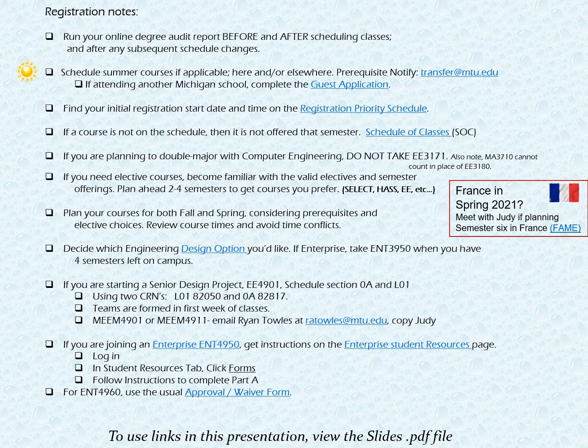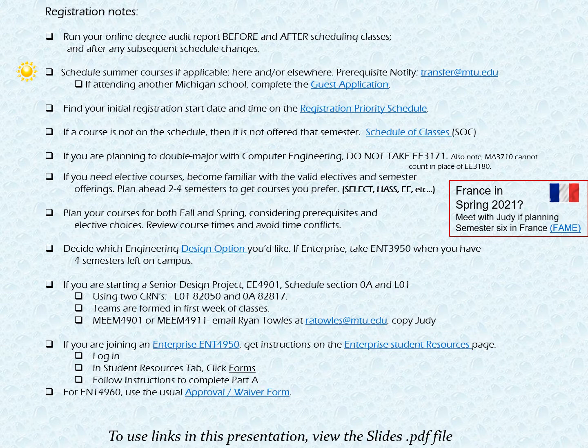If you do not see a course on the schedule, then that is not offered that semester. Double majors with electrical and computer engineering do not take EE 3171 Microcontroller Applications. Also, MA 3710 cannot substitute for EE 3180, Probability and Random Signal Analysis.